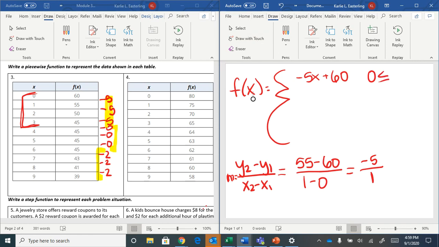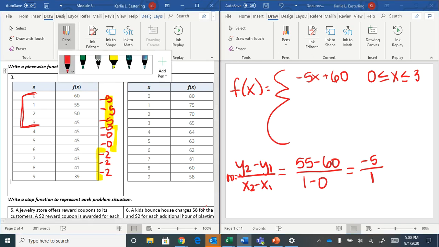And we are going to include it in the domain for this because to get that 60, we would plug 0 into -5x plus 60, which would give us 0 plus 60, which would give us 60, which is our y value there. And we would then also include 3 to get our 45 here as well, because again, we were still subtracting 5 each time to get that 45 there. So we're going to include it in that equation.